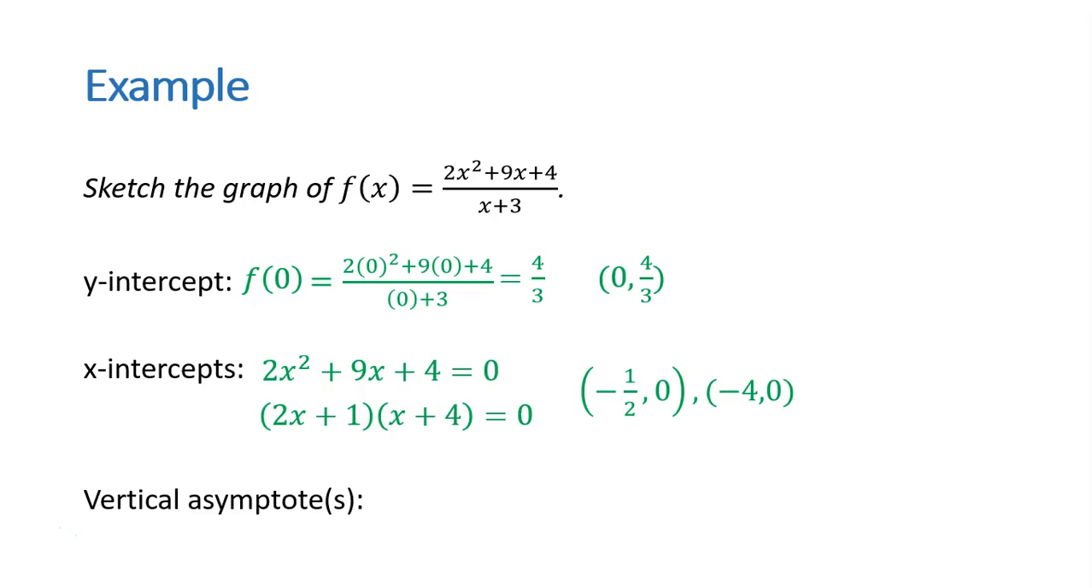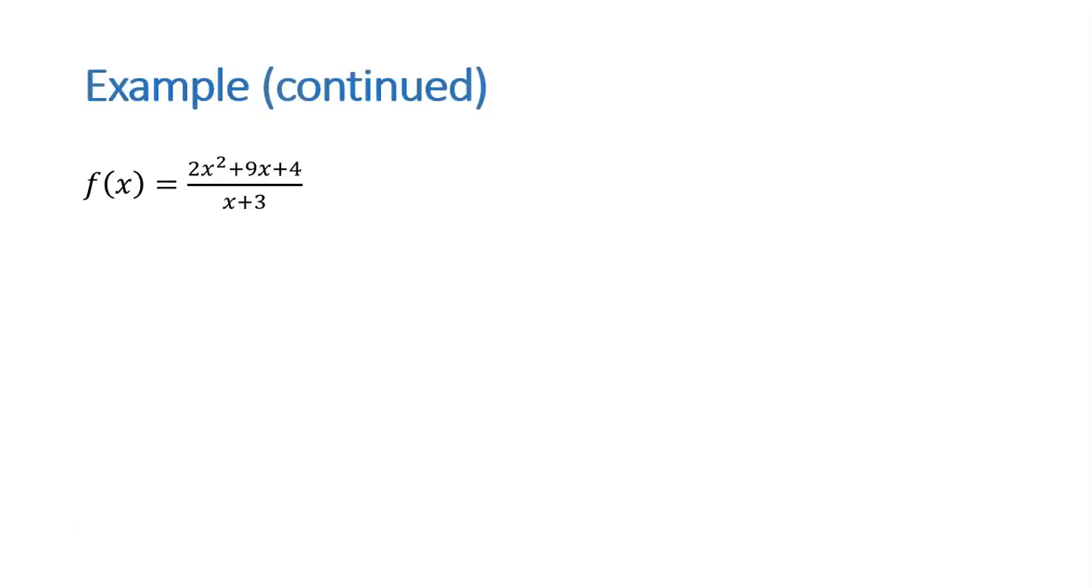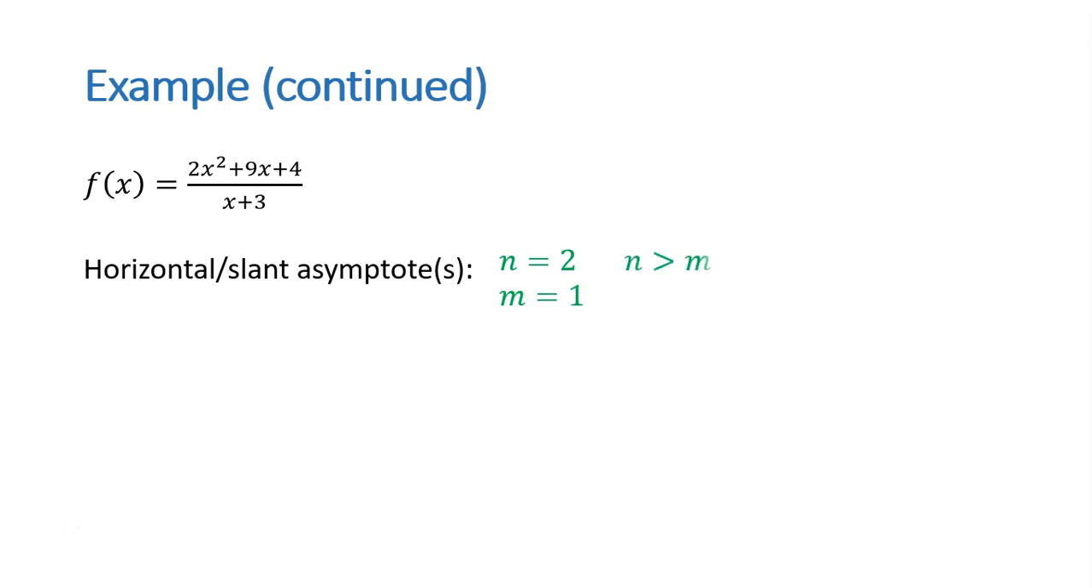For our vertical asymptotes, we set our denominator equal to 0 and solve. In this case, we get x equals -3. So we have a single vertical asymptote, and it occurs at x equals -3. Now let's see what happens with our horizontal and/or slanted asymptote. So comparing the degree in the numerator and denominator, we find that the numerator has a degree of 2 and the denominator has a degree of 1. So n is greater than m, which means there's no horizontal asymptote.